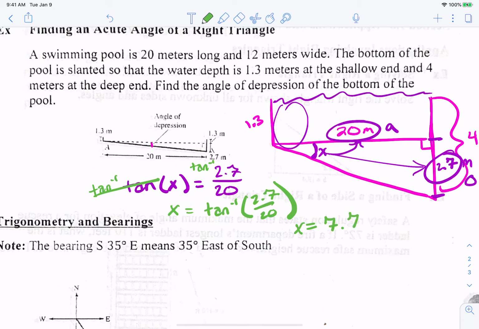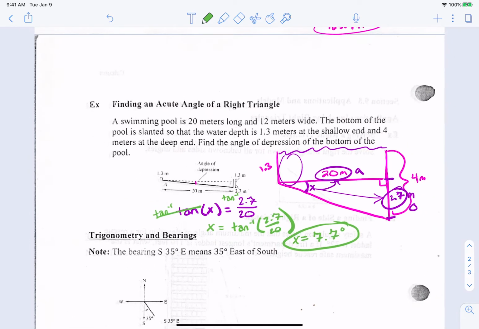7.6. We'll do 7.7. Is that what it rounds to? 7.7 degrees. That's my angle of depression. So just a gradual slope, not a real big angle. Okay. All right. Bearings.